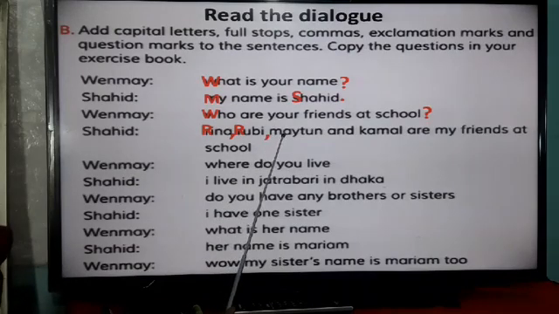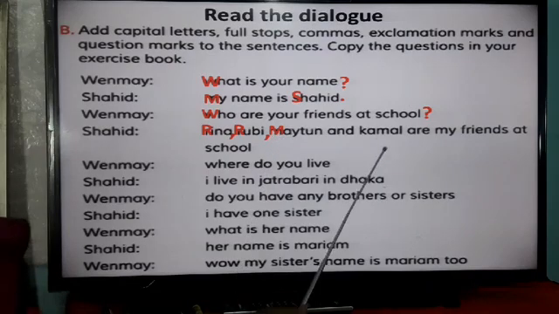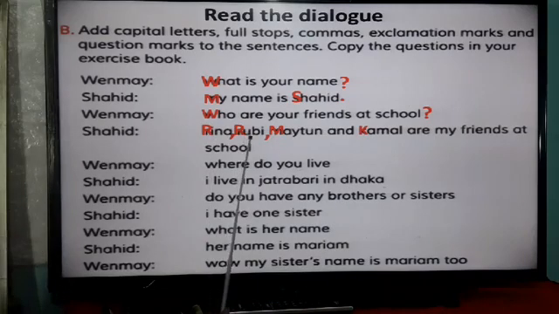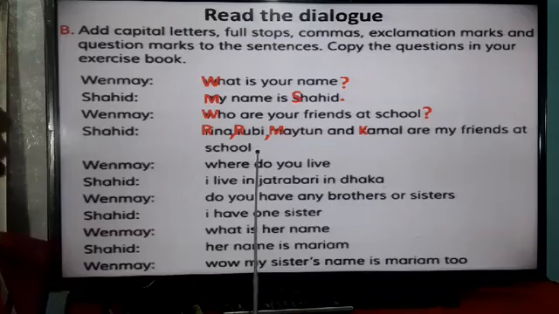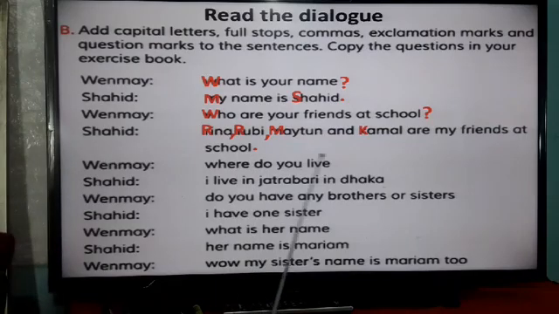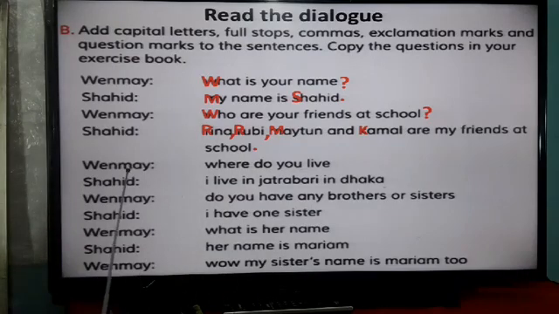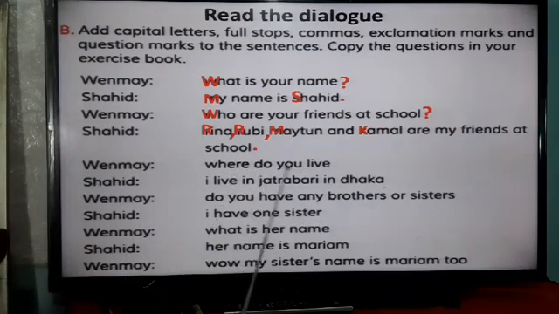Mithun, here is capital, we have to use capital M. And Kamal, we have to use capital K. So Rina, Ruby, Mithun and Kamal are my friends at school. Then we may say, where do you live?